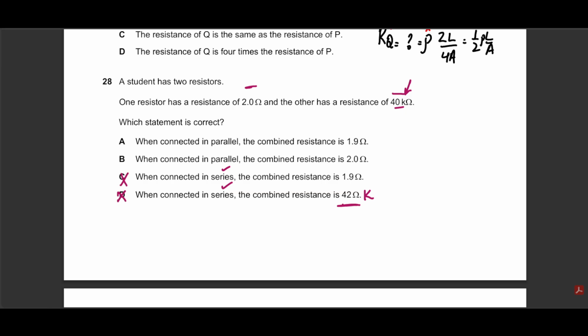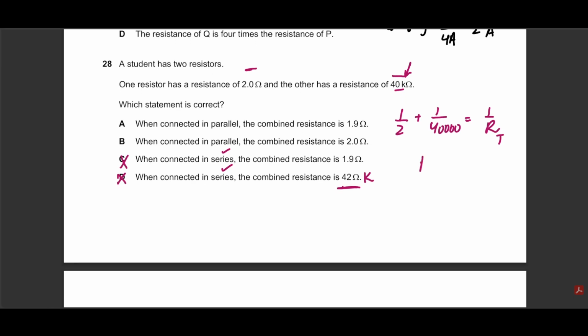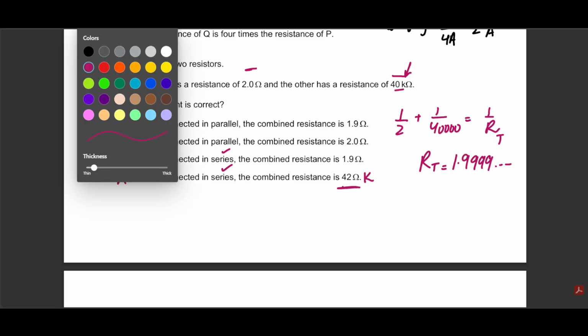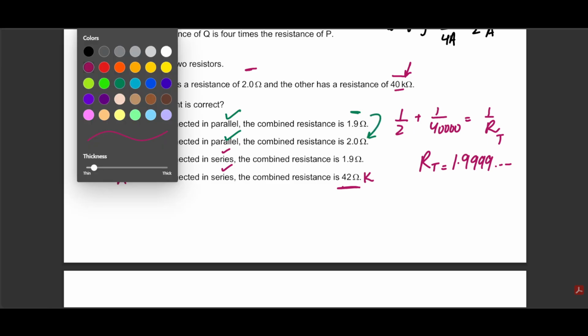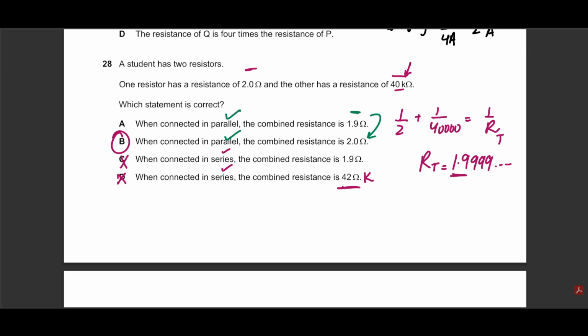Now, if I were to solve this question by a parallel combination, that would have been 1 over 2 plus 1 divided by 40,000 equals 1 over R total. When you find this, the answer comes out as 1.9999 and so on, which up to 2 significant figures will be rounded off as option B. So most of the students would have gotten this answer correct as parallel, but they might have landed at 1.9, but they should have done it as 2.0, because we understand that we choose 2 significant figures above everything else.